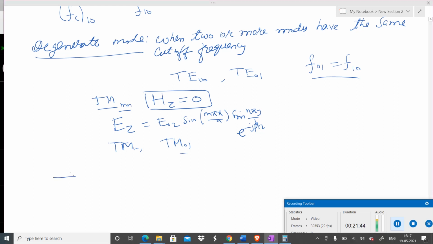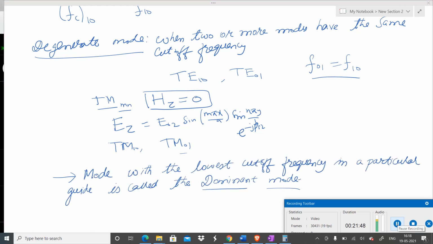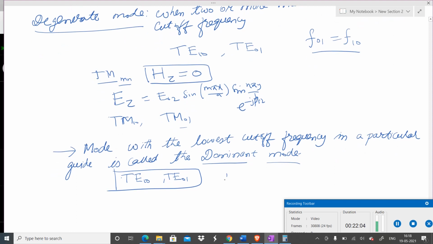Also, the mode with the lowest cutoff frequency is called the dominant mode. In this case, you saw that TE10, and hence also TE01, have the lowest cutoff frequency, so they will be called the dominant modes for a rectangular waveguide, provided a is greater than b. Yes, that dimension is very important. So we usually talk about TE10.